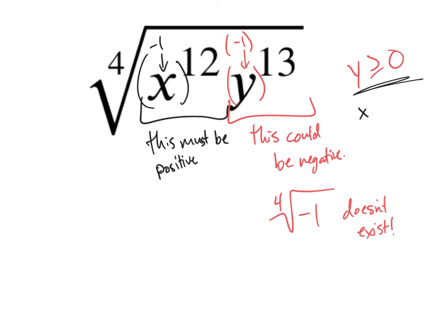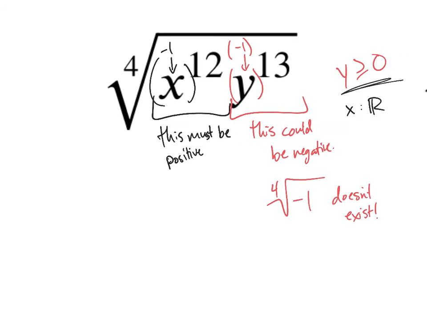The x domain is anything. You can put anything in for x. So you can put in all real numbers for x. Okay, let's see what we get out when we start simplifying.